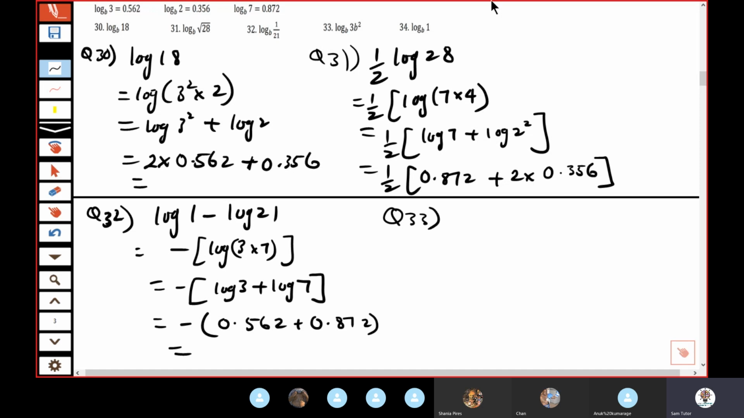With 33, you can't bring the 2 down just yet because the 3 is not attached to the 2. See how this half, this square root here, it's attached to both 28, so you can bring the whole thing down. That squared is not attached to the 3, so you can't bring it down just yet. You'll have to do the product bit first. So 3 times b squared, which means you're adding the logs.